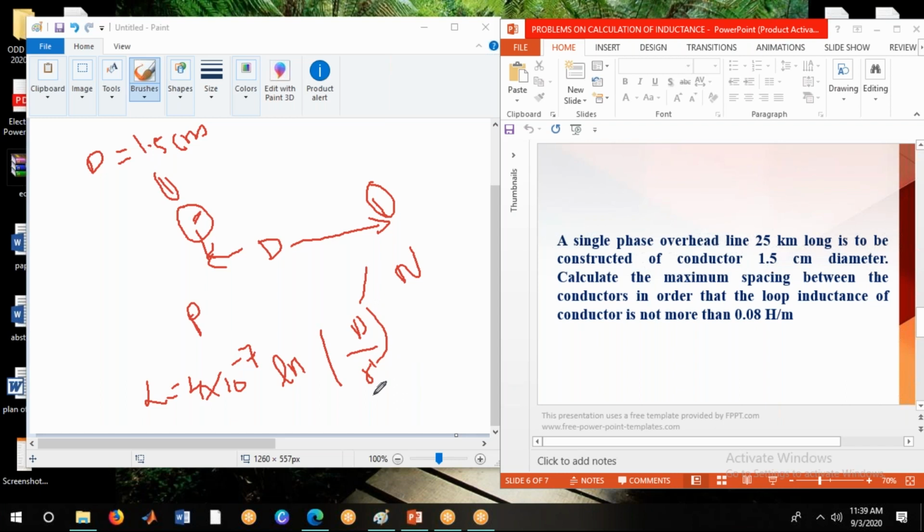So let me say how we can calculate. Here they gave the L value, which is in Henry per meter. Then the given answer is Henry per kilometer. So how can we write the inductance value? Loop inductance per meter.